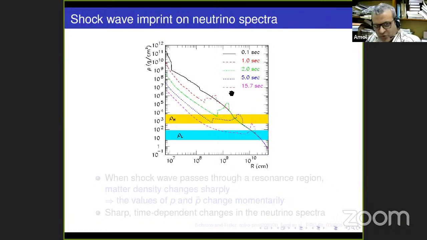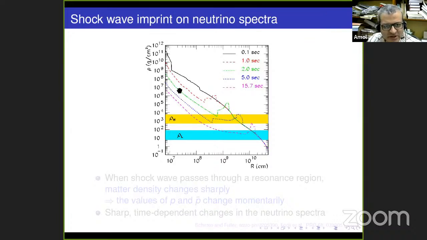Okay. So if you look at this curve of 0.1 seconds, which is immediately after core bounce, you see that in both the L region and the H region, the profile is very smooth. If the profile is very smooth, we know the values of P and P bar. Now, at 1 second, the shock wave has been formed, and therefore the shape of the density profile becomes like this red dashes. Still, at 1 second, nothing is happening here. This profile here is smooth in the H and L regions.